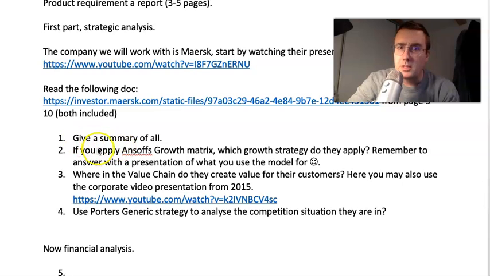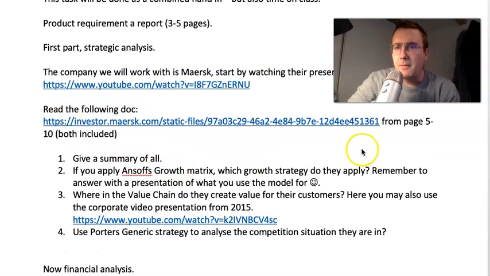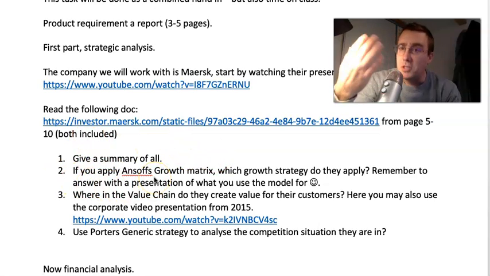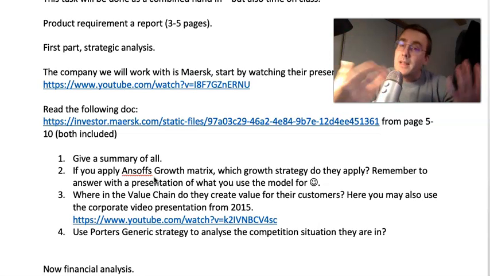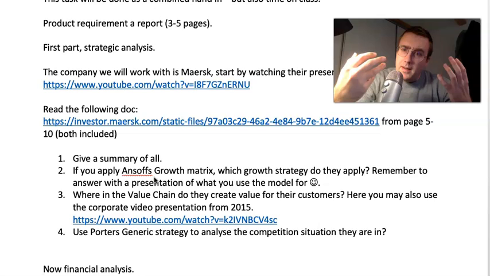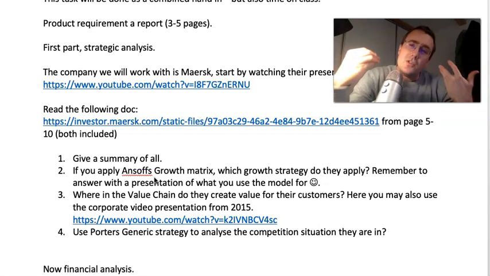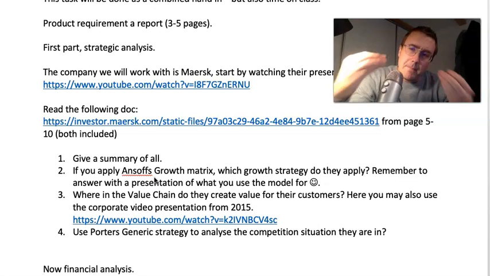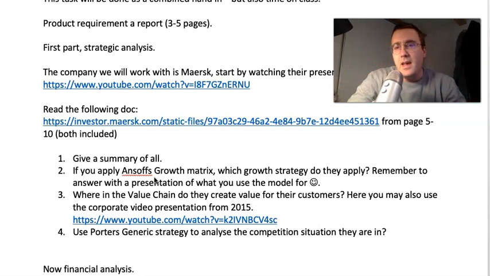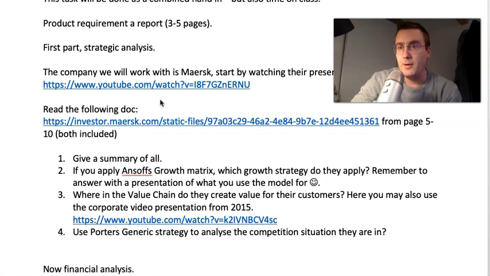Anyway, I want you to give a summary of pages 5 to 10. And if you apply the Ansoff growth matrix, what growth strategy does Maersk apply? This should be pretty obvious to you, but still, it's a strategic model we're going to continue to come back to again and again. And actually, the film might also explain some of it, because there are also some new things about blockchain, etc. It might also be an interesting idea to look into Google if you find something relevant there.